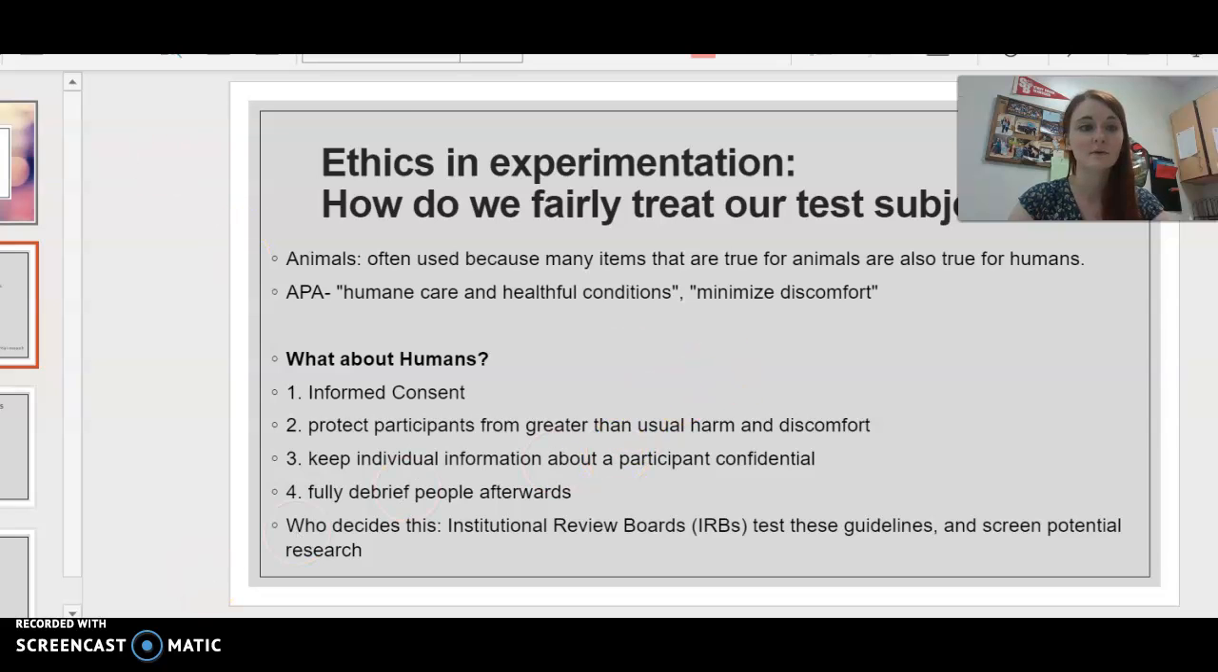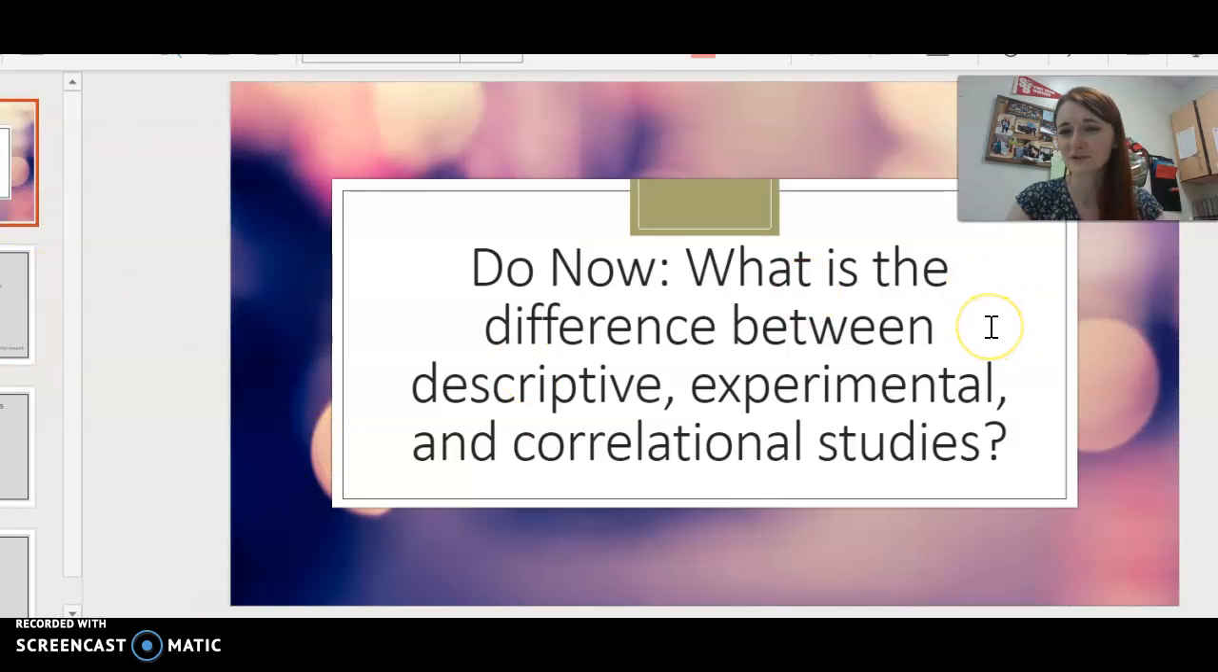All right, so I want to do the do now question with you really quickly because I think it's a good way of tying everything that we've done up until this point together. It's asking what is the difference between descriptive, experimental, and correlational studies. The two that are most together, I think, are descriptive and correlational. And the reason is this. Both of those don't have variables that you manipulate, okay?